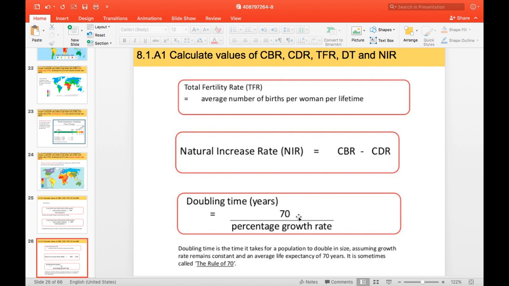Why 70? Doubling time is the time it takes for a population to double in size, assuming the growth rate remains constant, with an average life expectancy of 70 years. So they are considering this life expectancy. What is life expectancy? That most people on this planet are going to live up to 70 years. It is sometimes called the rule of 70.